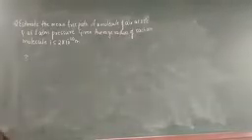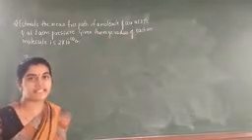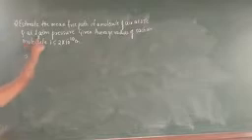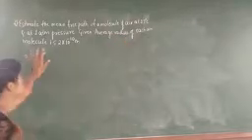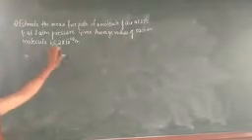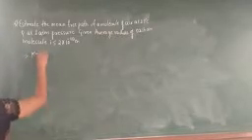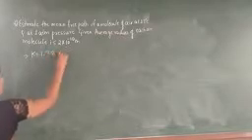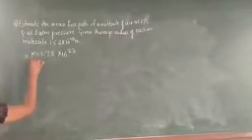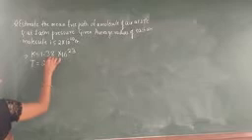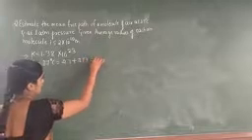Now, next question. Estimate the mean free path of a molecule of air at 27 degrees Celsius and at 1 atmospheric pressure, given that the average radius of each air molecule is 2 into 10 raised to minus 10 meter. First we write the given terms. Let K be 1.38 into 10 raised to minus 23. The temperature is 27 degrees Celsius, which is 27 plus 273 equal to 300 Kelvin.